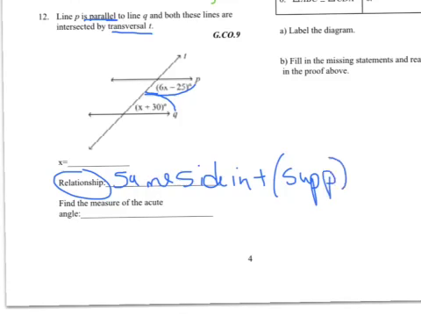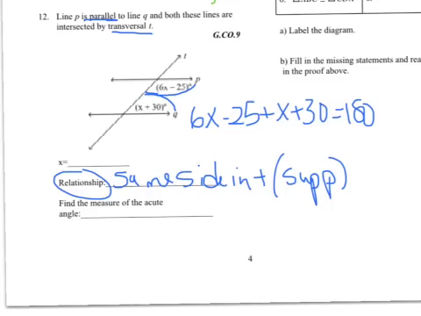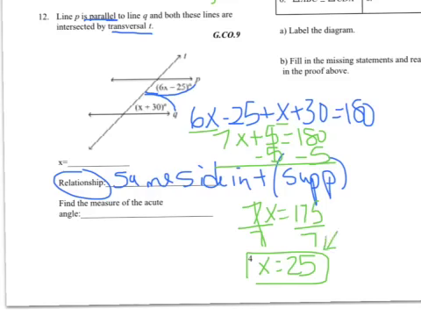So I'm going to go ahead and solve 6x minus 25 plus x plus 30 equals 180. So when I solved for x, I got that x was 25. And then the last part of the question says find the acute angle. So what I'm going to do is plug it into both and just figure out which one's acute. So I'm going to plug it into that one. 25 plus 30 is 55. And if I plug it into the top one, I get 6 times 25, which is 150. Take away 25 is 125. So the acute measurement would be 55.